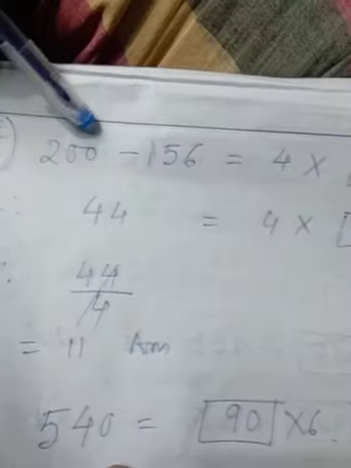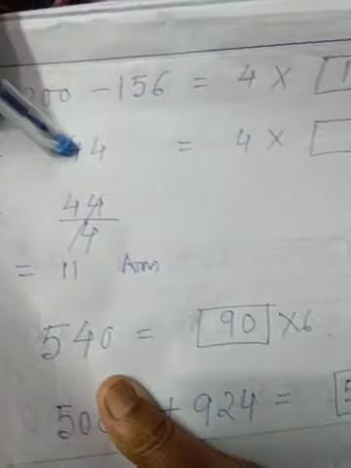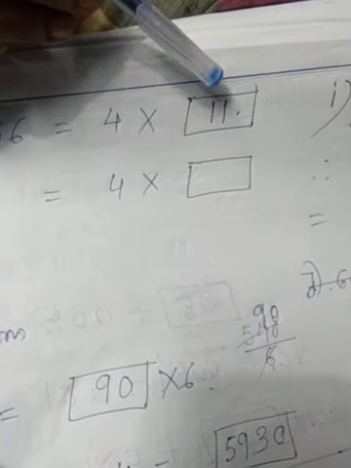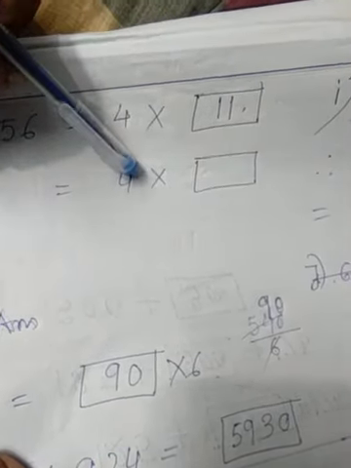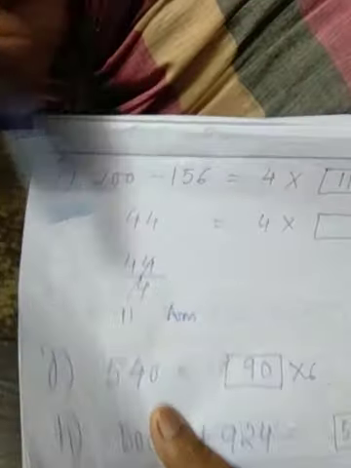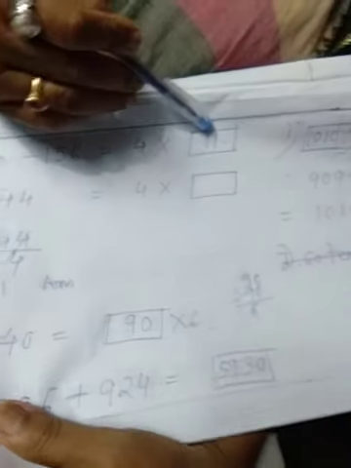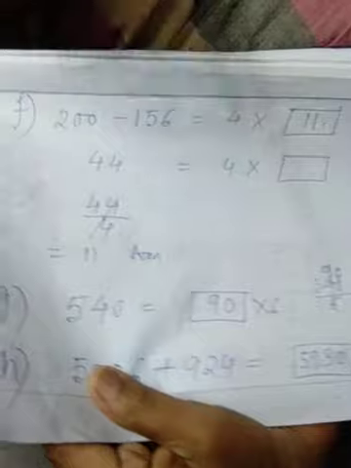Then 200 minus 156 equal to 4 into box. That is 200 minus 156, 44. Therefore 4 into how many number gives 44? This is 11. So 44 divided by 4, that is 11. So you put 11 in the blank box.